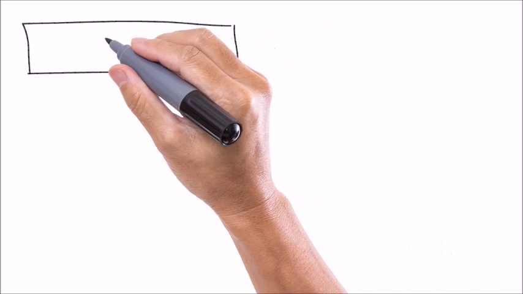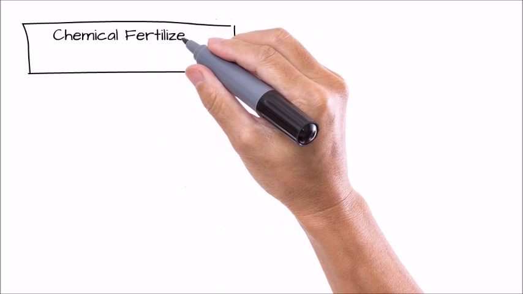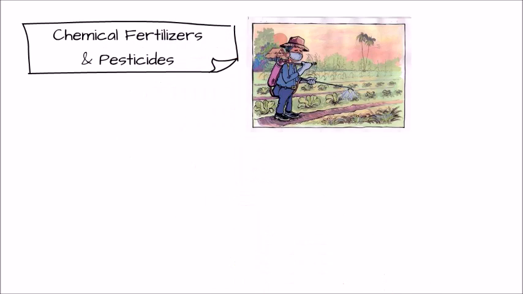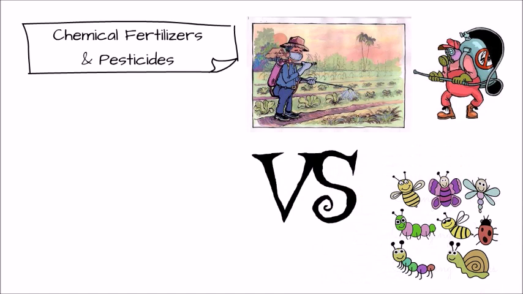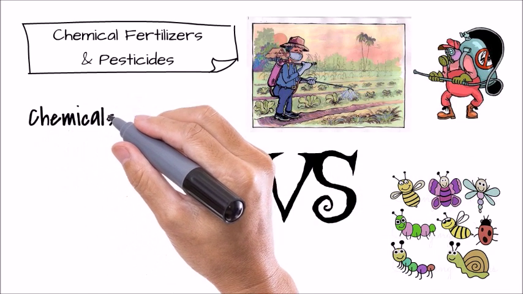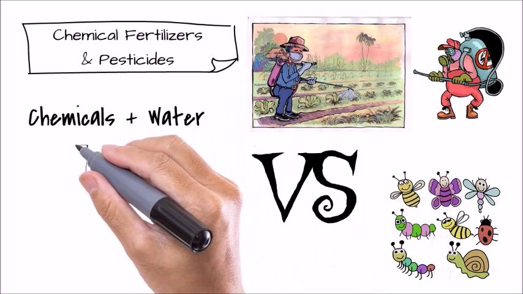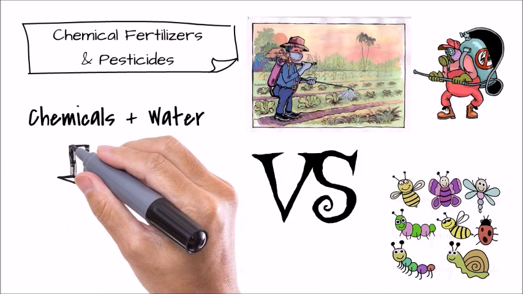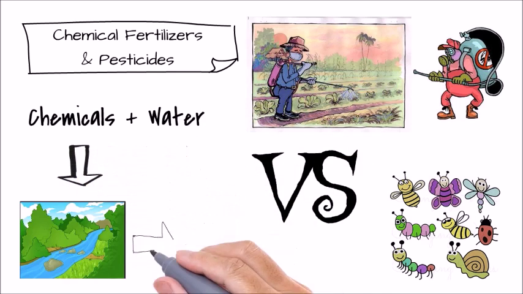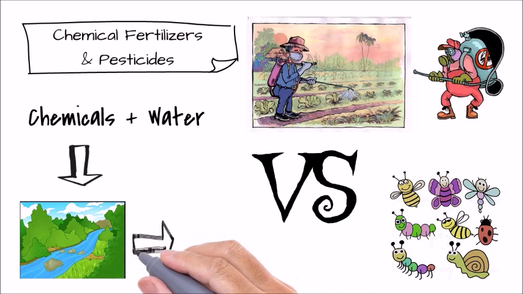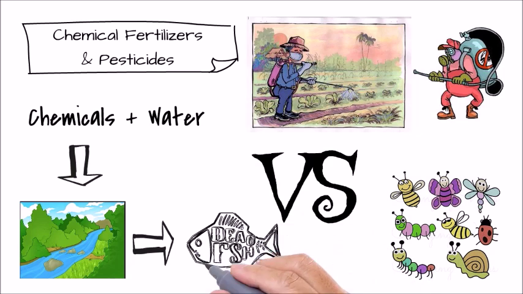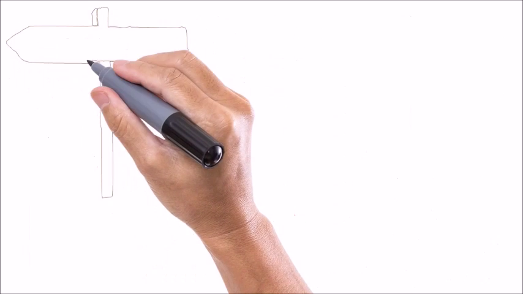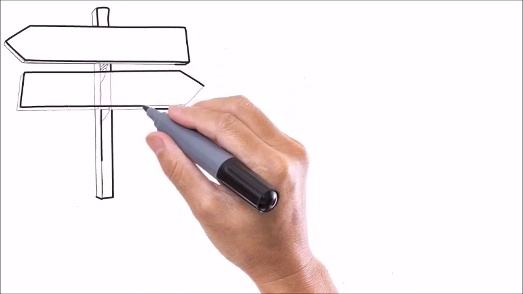In addition, the sources could also be from chemical fertilizers and pesticides used by farmers to protect crops from insects and bacteria. However, when these chemicals are mixed up with water, it could be harmful for plants and animals. Also, when it rains, the chemicals mix with rainwater and flow down into rivers and canals, which pose serious damage for aquatic animals.